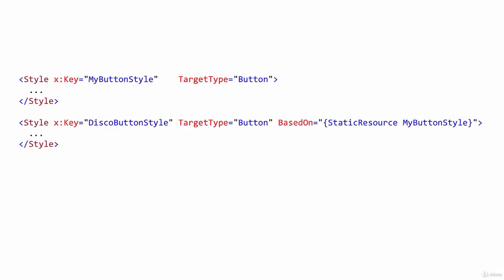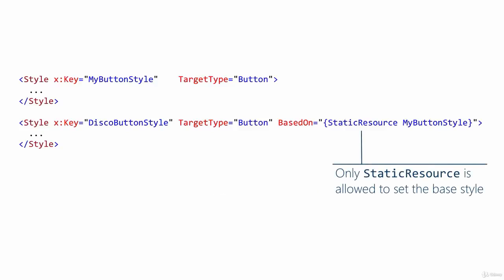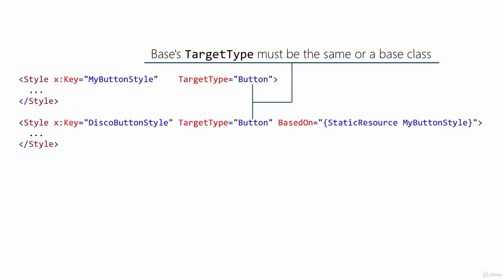A new style can be inherited from an existing style. The new style inherits all the setters from its base. Use based on to indicate your style's base. You have to use a static resource to identify your base style. The target types of the base and derived styles must be compatible. They can both target the same type. The base style's target type can be a base class of the derived style's target type.